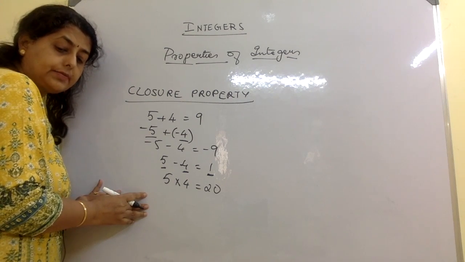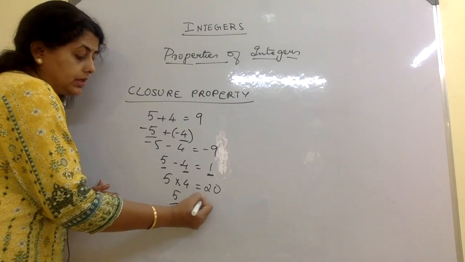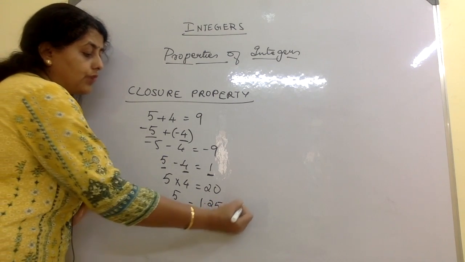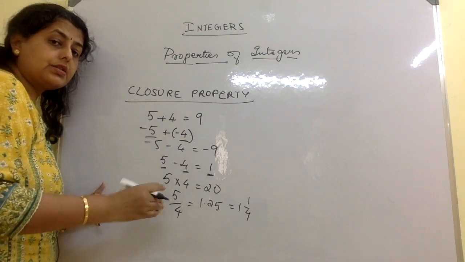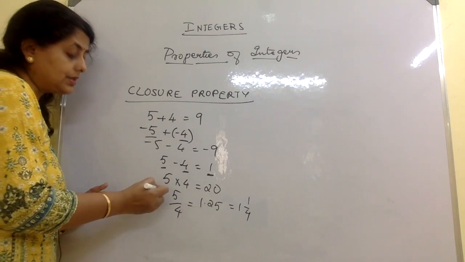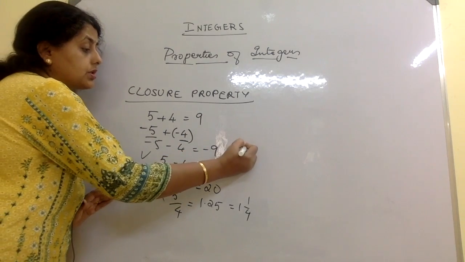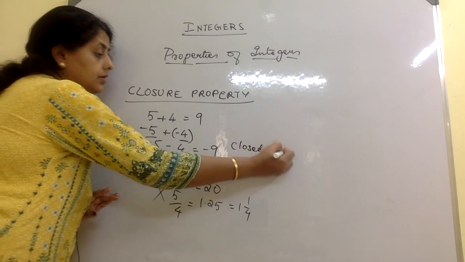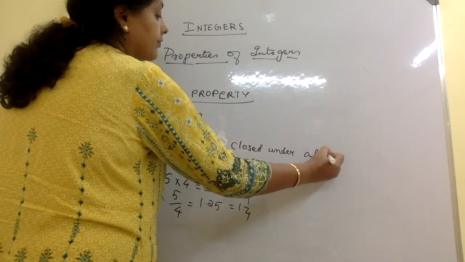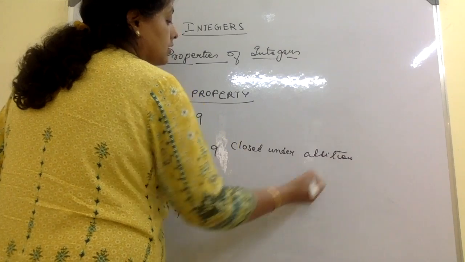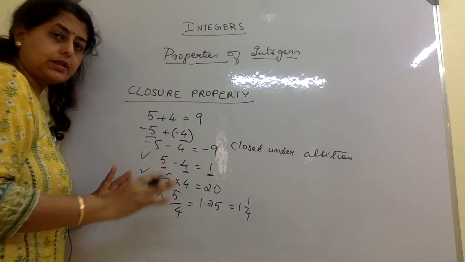Now let me check 5 divided by 4. That is 1.25 or 5 by 4, which is not an integer. So integers are not closed under division. The rest they are closed. So how do we say closed? Closed under whatever the operation is: closed under addition, closed under subtraction, closed under multiplication. It means they follow the closure property.